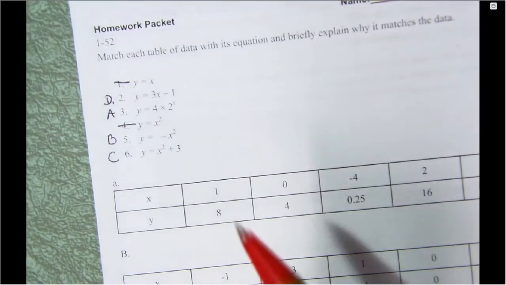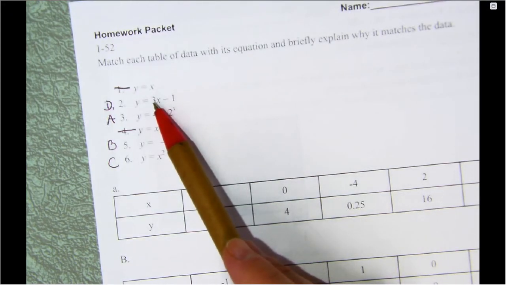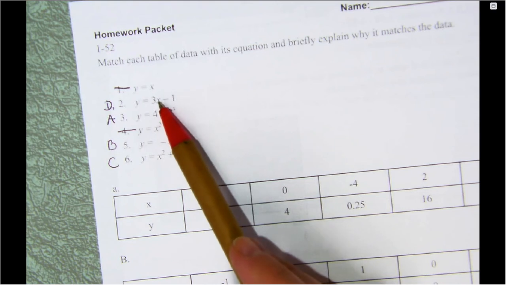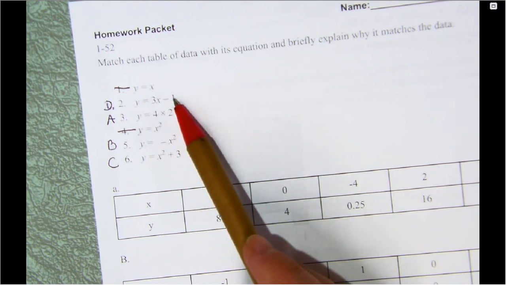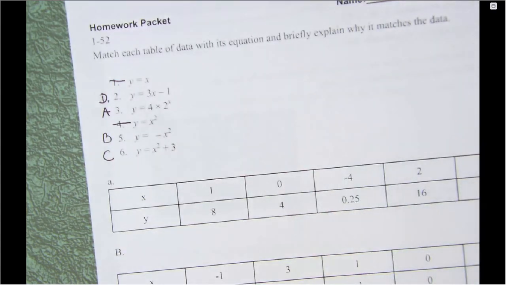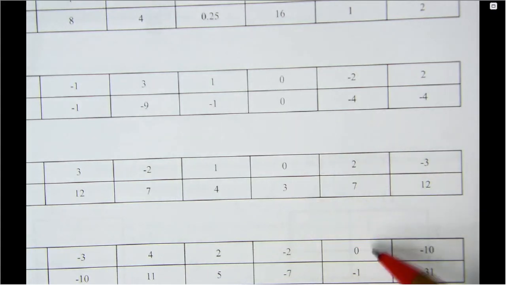Okay, the second one, 3x minus 1. So I know if this is a linear one, it doesn't have a square or anything. So this will be how it moves, and this is the beginning. So when x is 0, y is negative 1. So I was looking for that. When x is 0, y is negative 1.